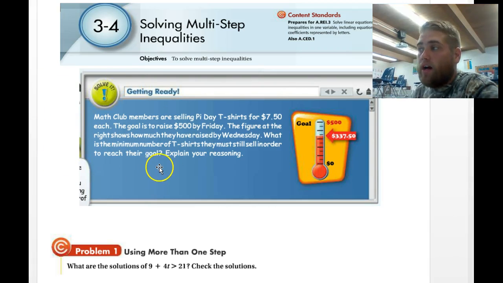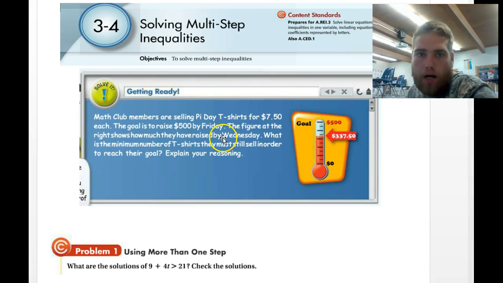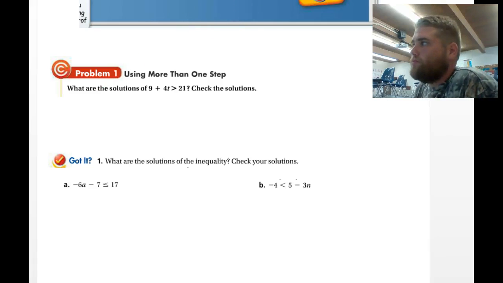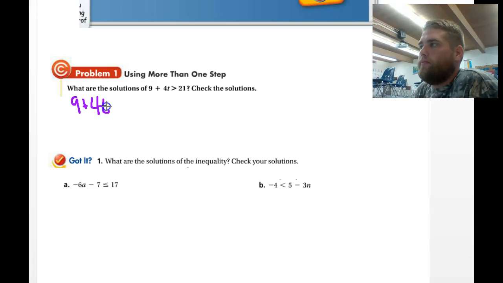So once again, like always, I want you guys just to try this blue box. Read the problem, underline the important information, see if you can solve how to do it. After you get done doing that, jump right into problem one. So let's pick a fancy color here. What are the solutions to 9 plus 4t is greater than 21?